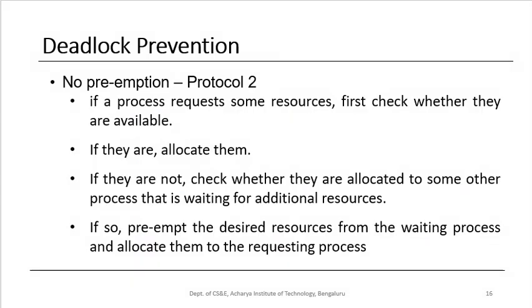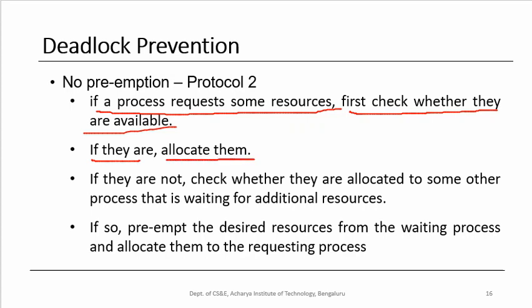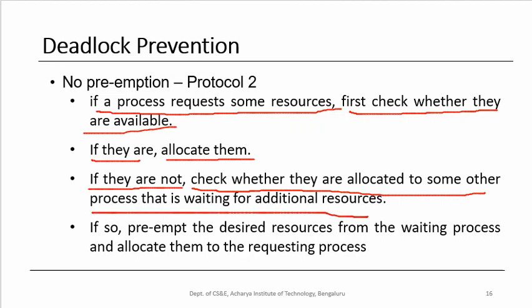Okay, there is one more protocol which is a slight variant of the protocol that I just discussed. Here, if a process requests some resource, first the operating system checks whether the requested resources are available. If they are available, then they are allocated to the requesting process. If the requested resources are not available, and if these resources are allocated to some other process which is waiting for additional resources, then these resources could be preempted and allocated to the requesting process.